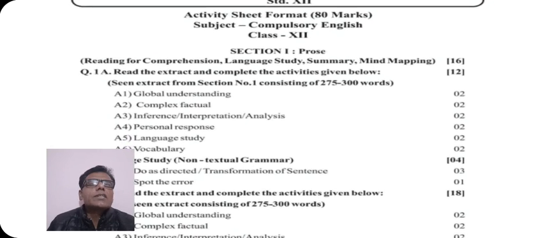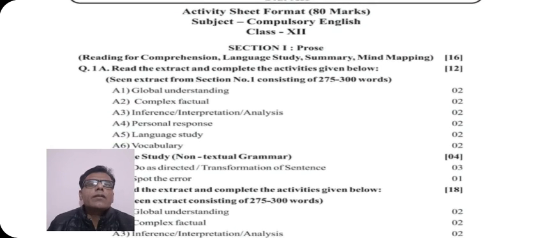So first section is there of prose, reading for comprehension, language study, summary and mind mapping for 16 marks. Question 1A, read the extract and complete the activities given below. Here we have a seen extract from section number 1 consisting of 275 to 300 words. And if you see, the activities are like this.